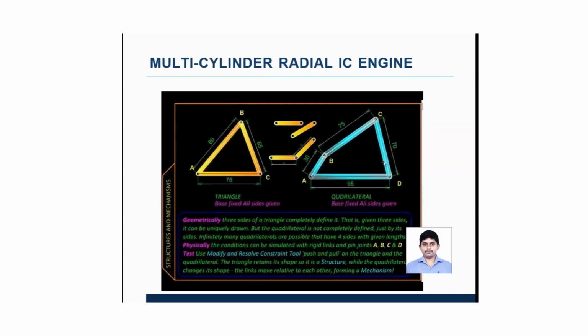Another example of piston rod fixing is the multi-cylinder radial IC engine. We normally see this kind of engine in advanced automobiles in our day-to-day life. There are many engines used in automobiles, and the multi-cylinder arrangement is adopted in the form of a V engine, an I-shaped engine, or an alignment like the gnome engine. It is based totally on the mechanism point of view, where any one of the links is fixed so that it can produce the motion. Geometrically it has three sides, with the values mentioned in this diagram. This is used to modify and constrain a tool to form a structure, and the links can move relative to each other.